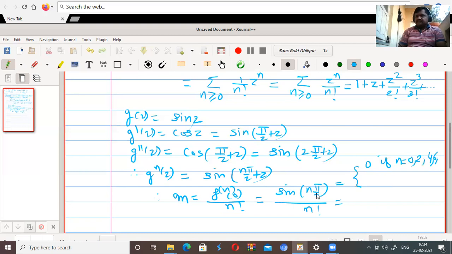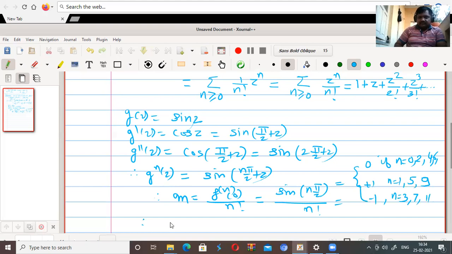All even angles are 0. Then it is either plus 1 or minus 1 depending on what n is. If n is equal to 1, then it is plus 1. N equal to 5, plus 1. N equal to 9, plus 1. And for n equal to 3, 3 pi by 2, minus 1. Then for 7, it is minus 1. Then for 11, it is minus 1, and so on.